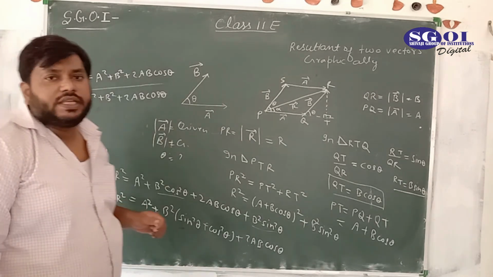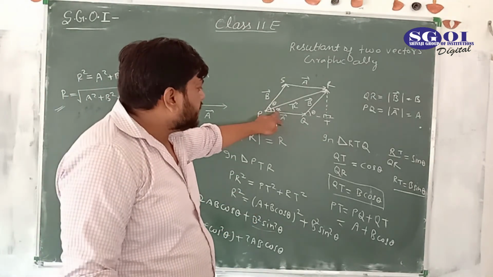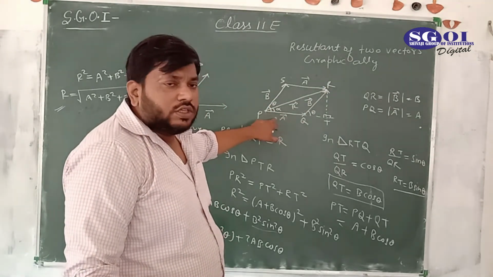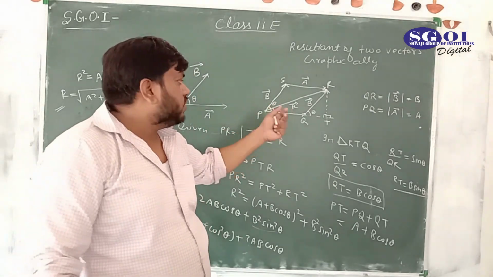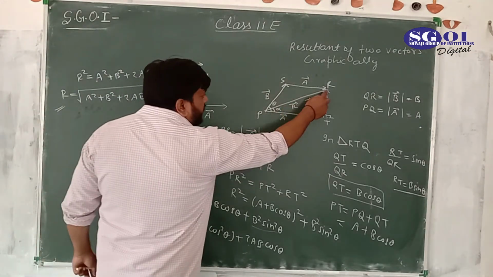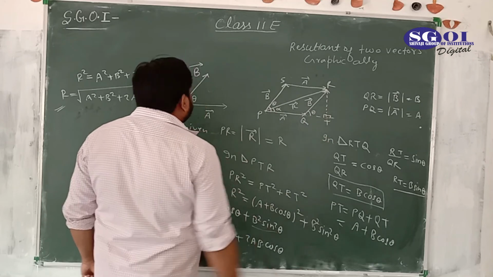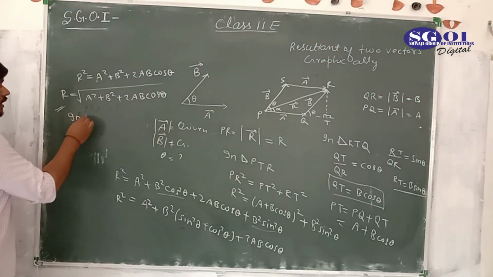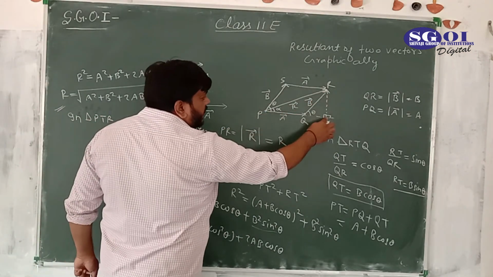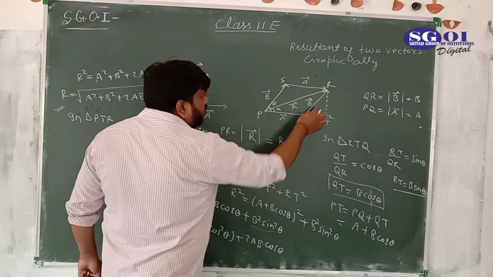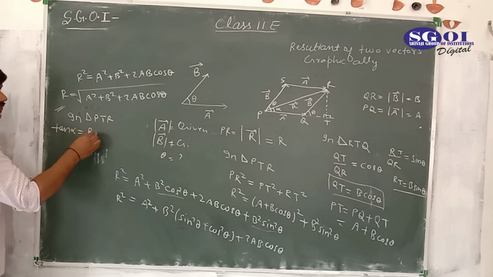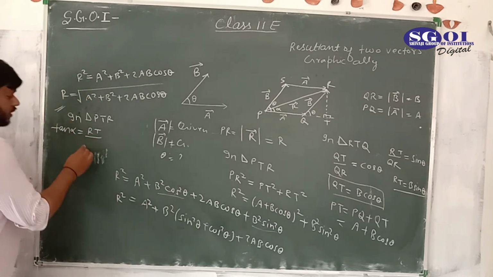Now we are interested in finding the angle, meaning direction. So this is the angle alpha which this resultant R is making with the vector A. So in terms of alpha we are representing the direction of this particular vector. How will you find alpha? You see that in triangle PTR, this is alpha, this is perpendicular, this is base and this is hypotenuse. So this is RT. If we write tan alpha, tan alpha is RT by PT.